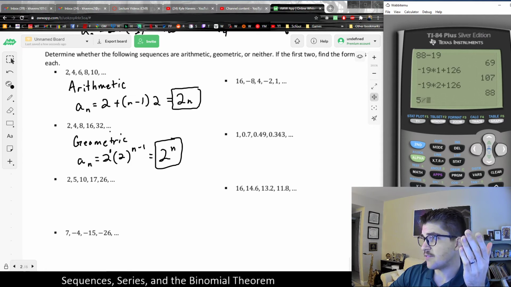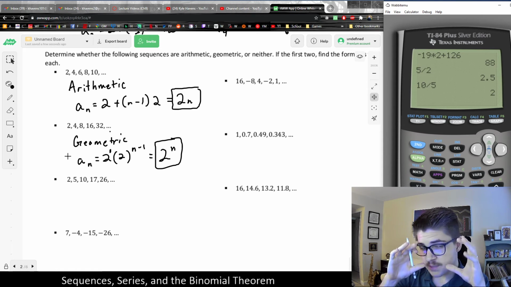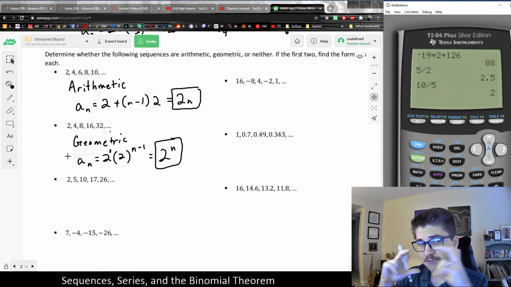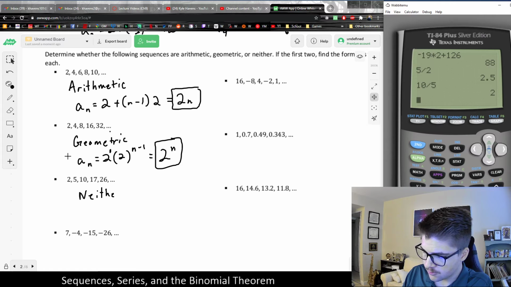Between 5 and 2, that would be multiplied by 2.5. Between 10 and 5, obviously that is multiplied by 2. And from 17 to 10, that's not a common ratio either. There's no common ratio, there's no common difference, and you can check that by subtracting the terms or by dividing the terms. So this would be an example of neither arithmetic nor geometric.